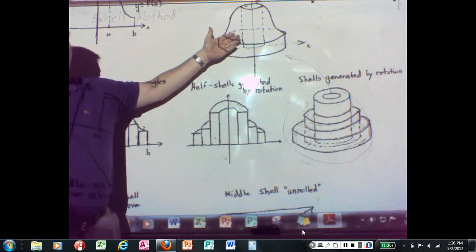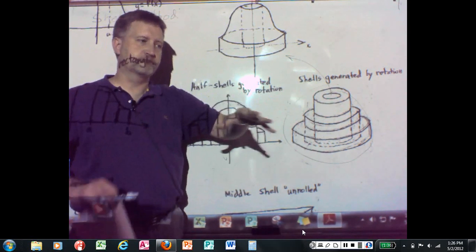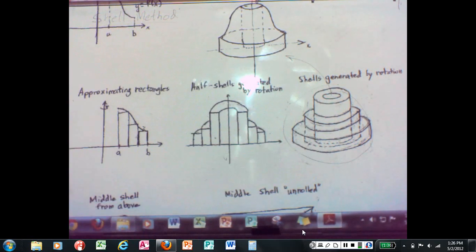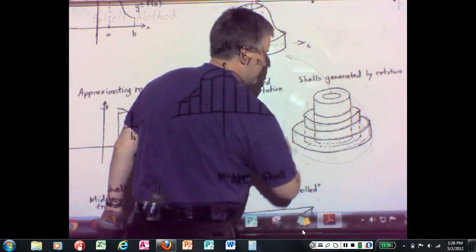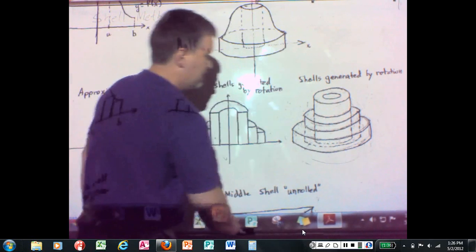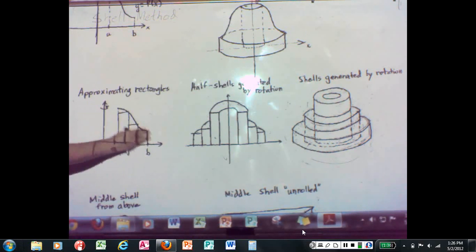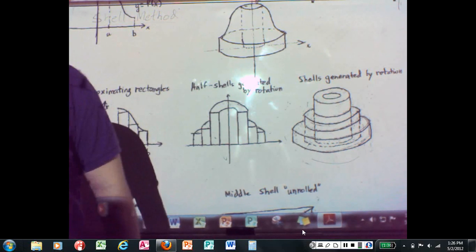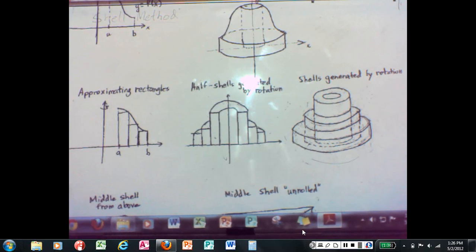But it's shells. I guess the thinking is it's kind of shells stacked alongside each other. But that's what they call it. All right? So we are integrating here with respect to x, but notice we're rotating about the y-axis.